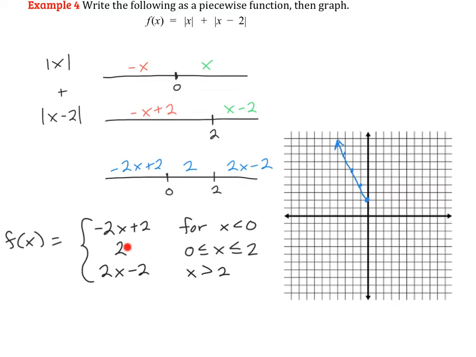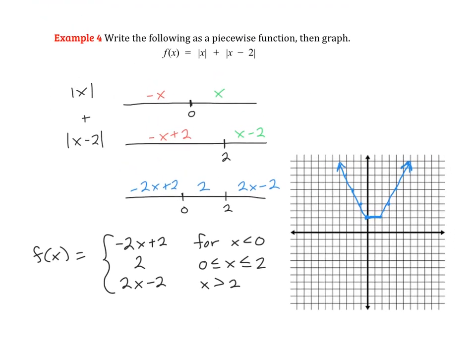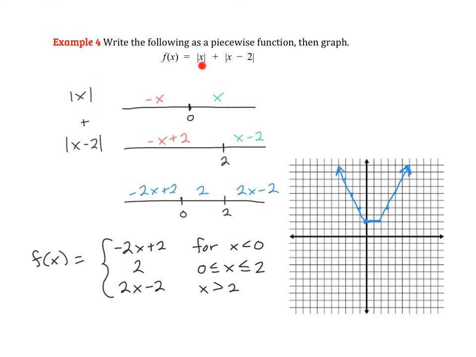Then I have a constant function from 0 to 2 at y equals 2, so it looks like this. And if I substitute 2 into this portion, I am at 2, and then I follow my slope of 2 from there, and I get something that looks like this. And there you have it. So again, make sure to define each individual function as a piecewise function, and then you just add up the individual equations according to the different intervals.